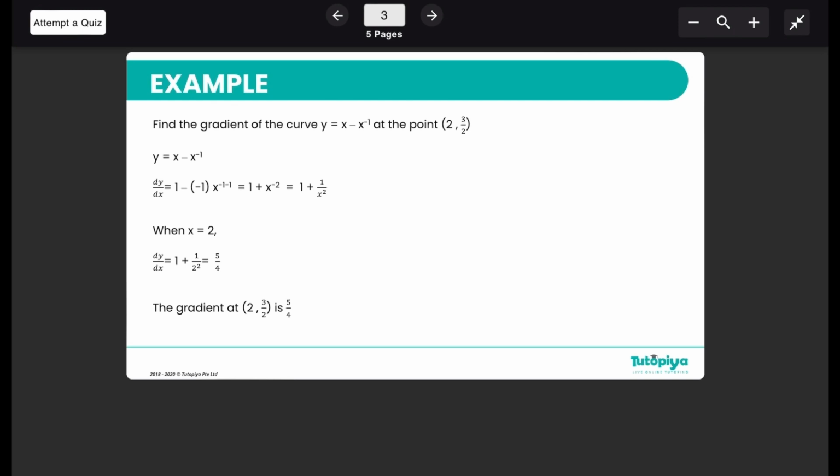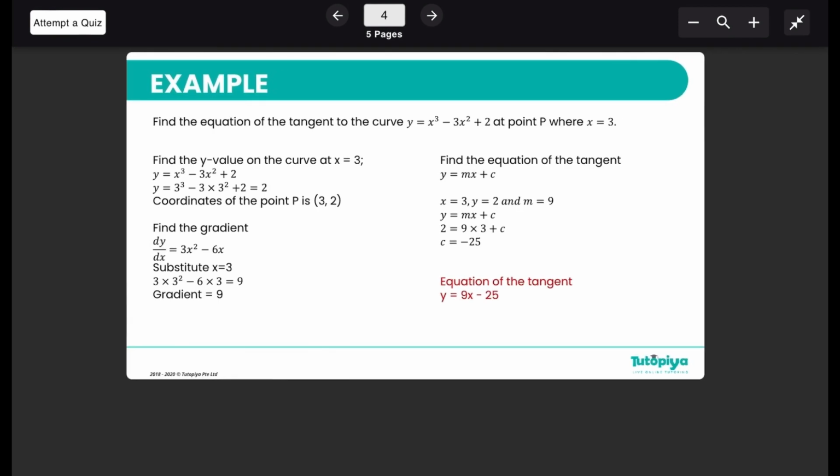I then want to find out what is the gradient. For that, I have to take the x value and substitute into my gradient formula. And that's what I'm doing here. So my equation will become 1 plus 1 over 4. So that's basically 5 over 4. So the gradient at that particular point is simply 5 over 4.